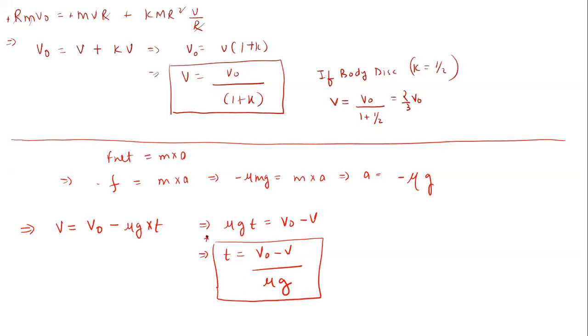Any doubt in this, you can ask me. No. How is a constant? Because it is kinetic friction. Kinetic friction will never change. And what is the value of kinetic friction? That is mu mg. So a will be equal to minus mu g. Mu is constant, g is constant, so a will also be constant. That is why we can apply the equation of motion. Yes, we can substitute the value of v in this.